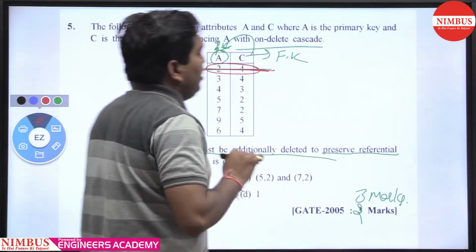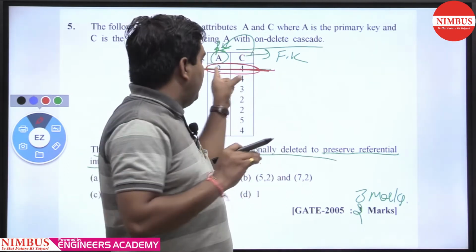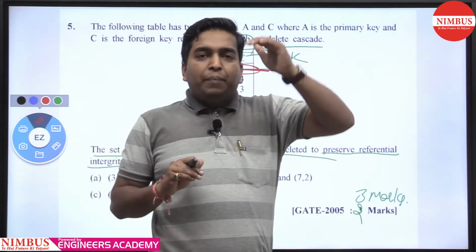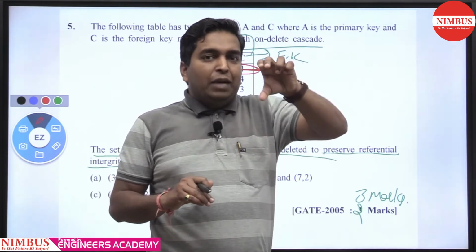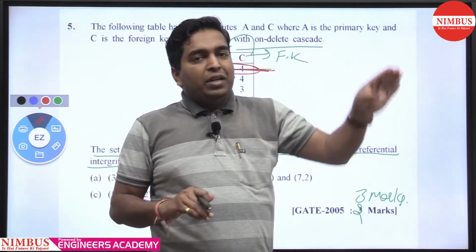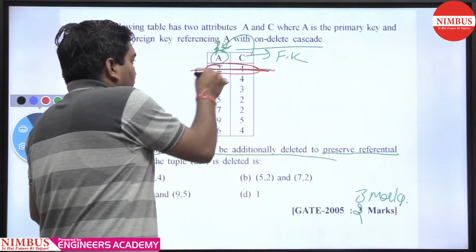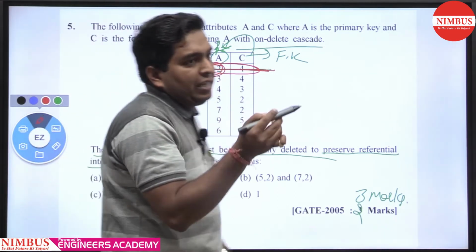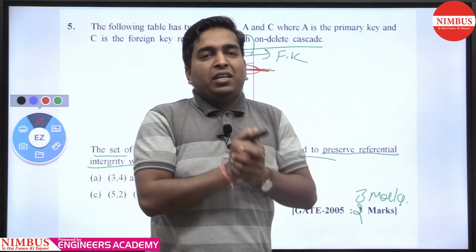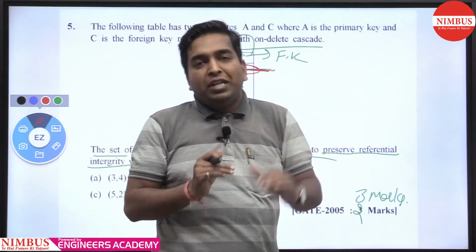So what will happen in on delete cascade? Whenever in on delete cascade a primary key is deleted, then the primary key which is used in the foreign key, that primary key is deleted everywhere it is used in the foreign key. Getting my point? Means here your 2, the primary key, has been deleted. So to maintain referential integrity, in the table that contains the foreign key, all the tuples where 2 is present must be deleted.